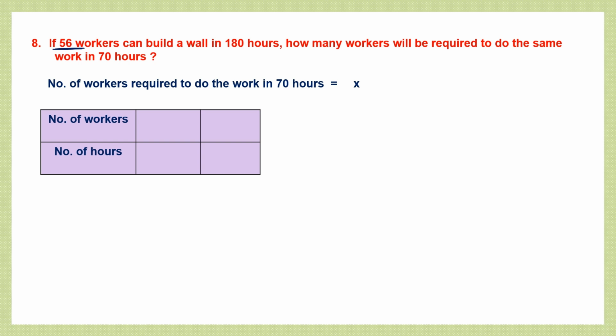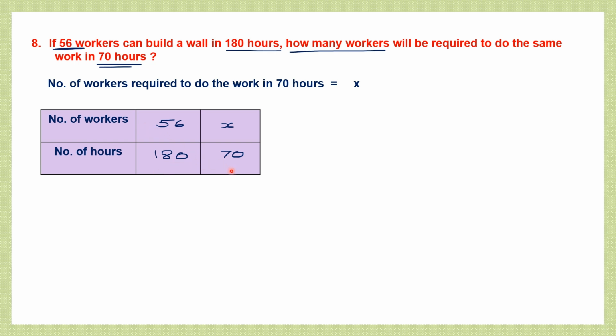First we have 56 workers and they are building the wall in 180 hours. So when you have 56 workers, the number of hours is 180. Next, we are asked to find the number of workers. How many workers? So here we have x will be required to do the same work in 70 hours. So in 180 hours, 56 workers are able to do it.